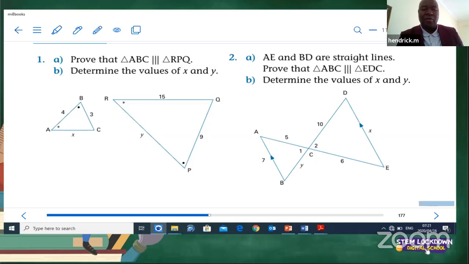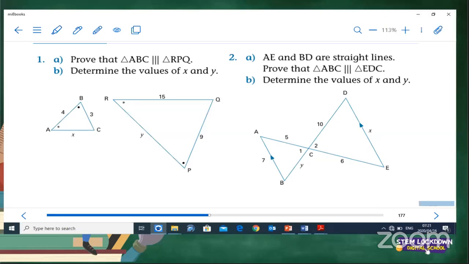So you need to first prove that the two triangles are similar. You've got a small triangle ABC followed by the bigger triangle RPQ. Of course, you are given the side AB. What is the side AB? It's given by 4. The length of that AB is 4 units. And of course, RQ, the length there is 15. You are also given BC as well as PQ.